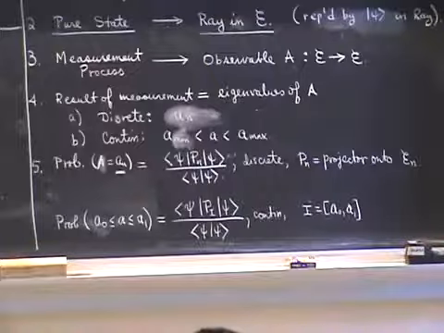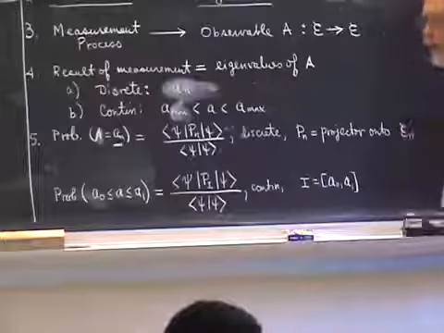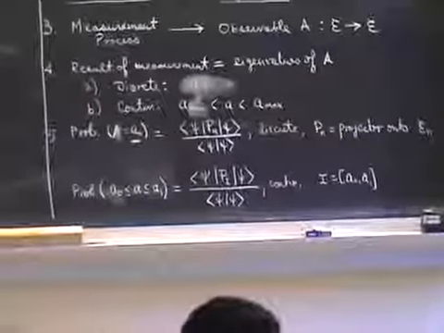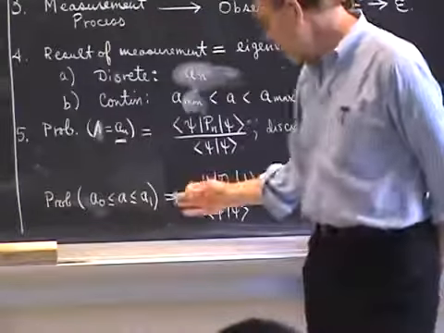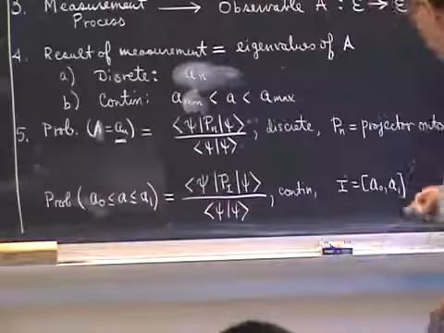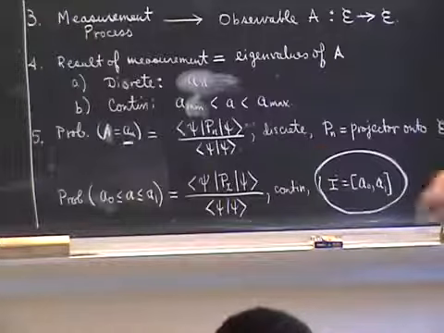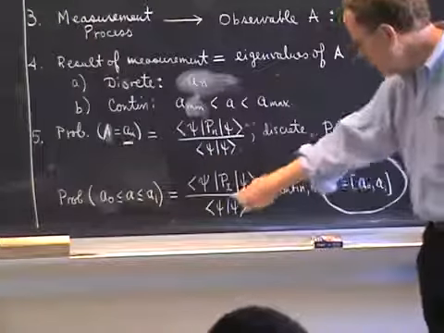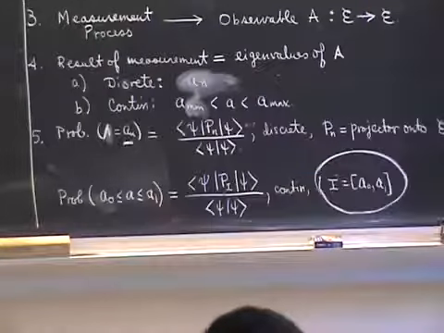In the continuous case, we can't talk about the probability of measuring an exact value for a continuous variable because that would be zero. We talk about the probability of measuring A on some interval, let's say A_0 to A_1. In fact, let's call it interval I, capital I. Then the probability is given by the expectation value of the projection operator onto that interval, again divided by the norm of psi.